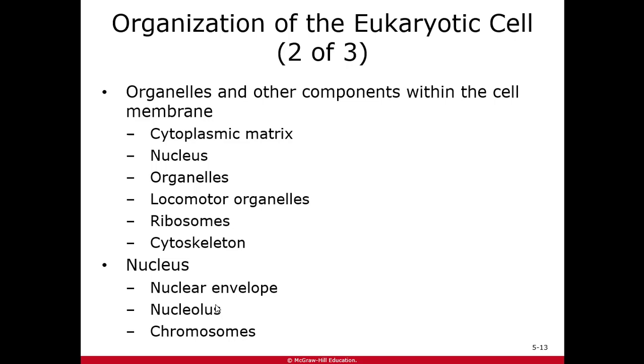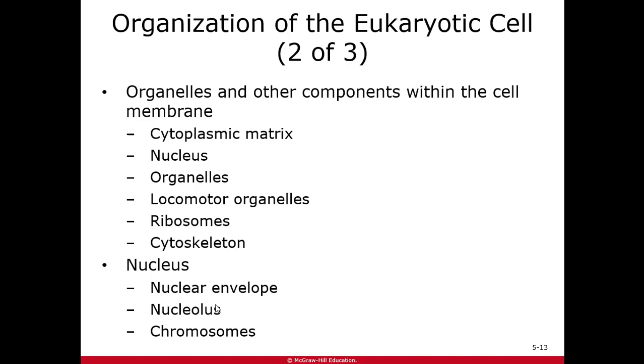Eukaryotic cells do have a nucleus. There are various organelles found inside of there. They have different kinds of organelles that are used to help them move. They have ribosomes. They have cytoskeletons. And we're going to talk about some other ones as well, one of them being a nucleus.